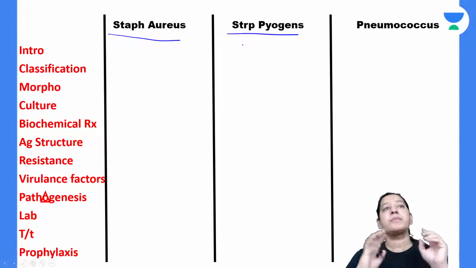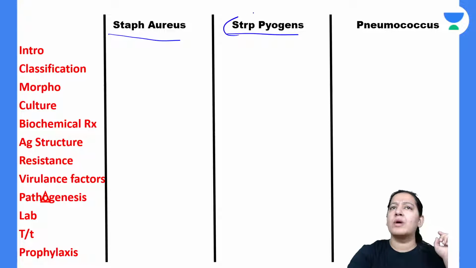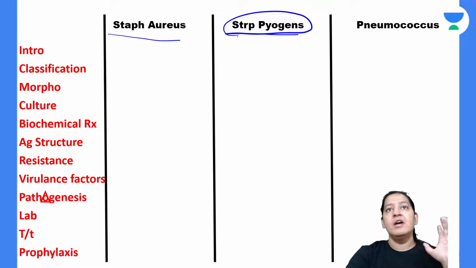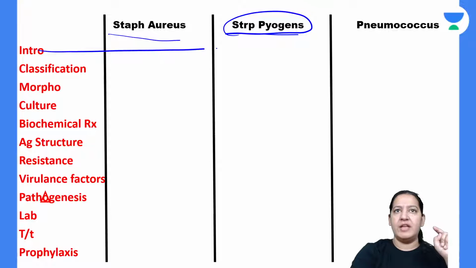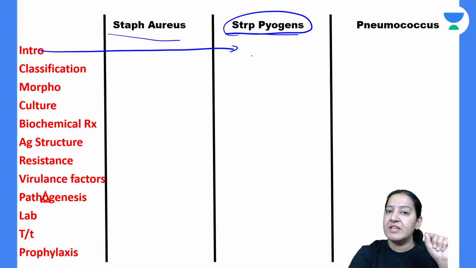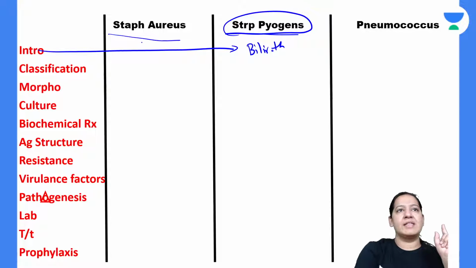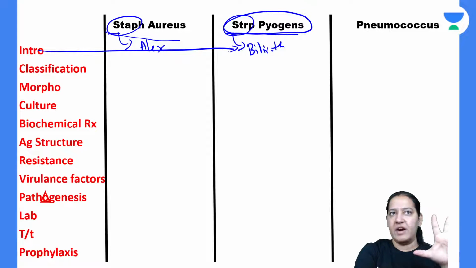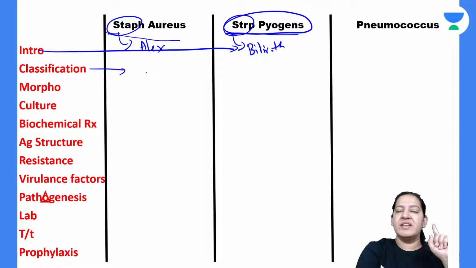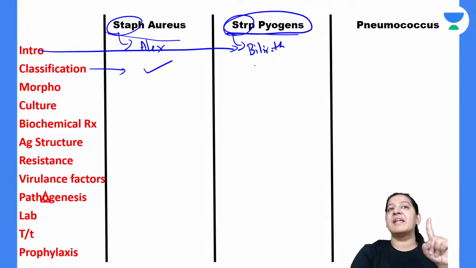We have already started Streptococcus pyogenes in the first lecture. Now we have completed the introduction. In the introduction, I always tell you the name of the scientist who discovered that bacteria. Staphylococcus was discovered by Alexander, and Streptococcus was discovered by Billroth. We have covered this portion. In the classification, yesterday I taught you the classification of Staph aureus, and today in the first lecture I already taught you the classification of Streptococcus.